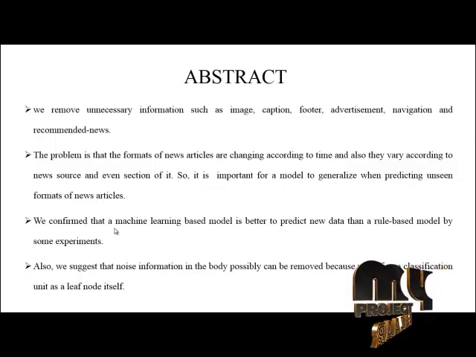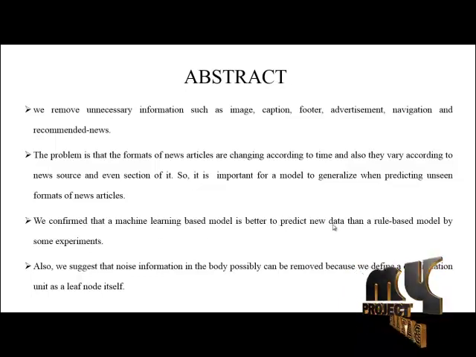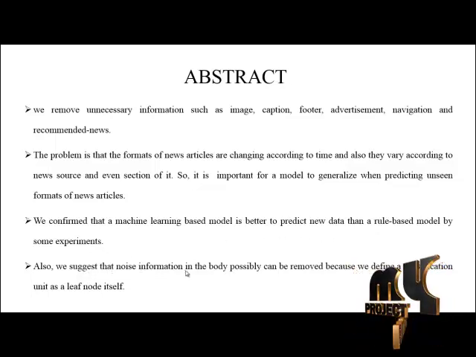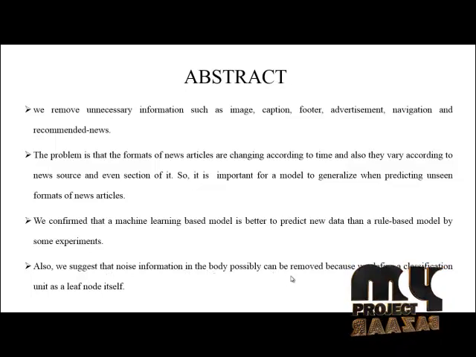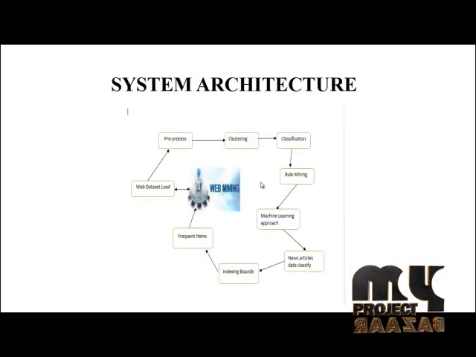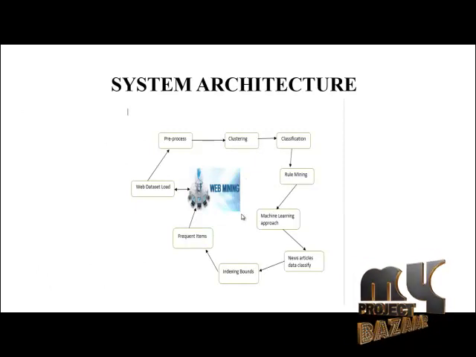Here we confirm through some experiments that a machine learning based model is better at predicting new data than a rule based model. Also, we suggest that noise information in the body can possibly be removed as unnecessary. We define a classification unit as a leaf node itself. Okay, so this is our architecture for the SVM classification based web mining process.